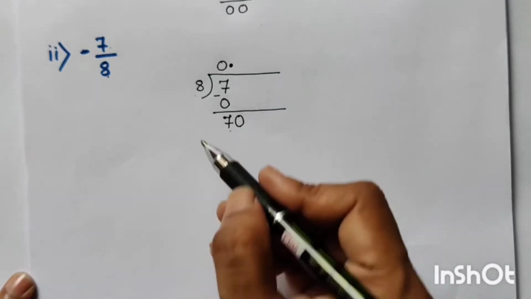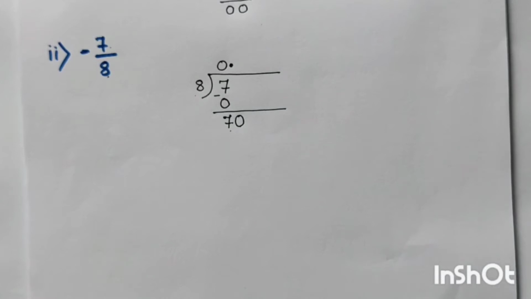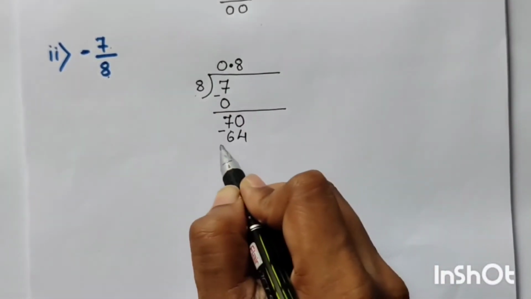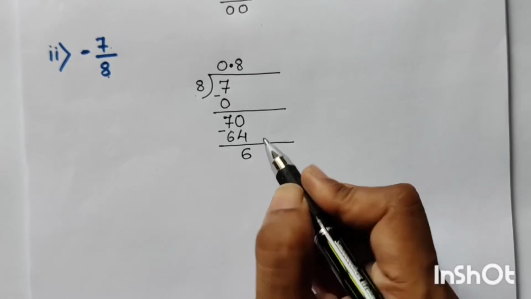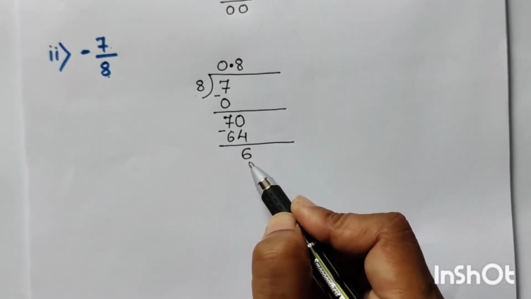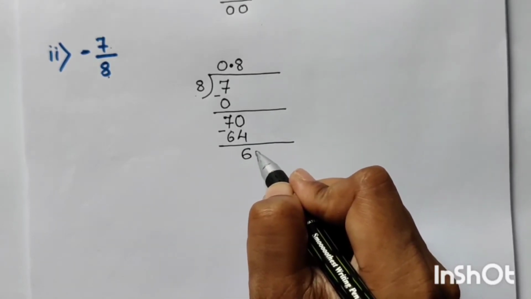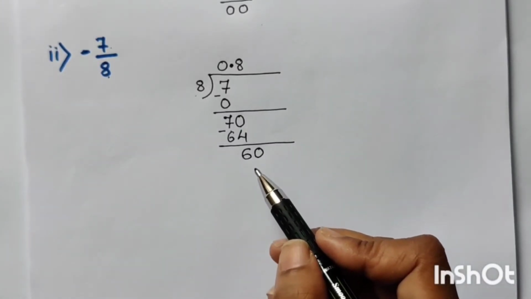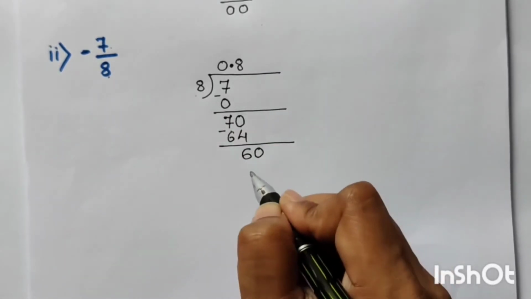Now divide 70 by 8. What will we get? 8 8s are 64. 70 minus 64, we get 6. Then again we get a remainder which is not 0. So when the remainder is not 0, we have to keep on solving after writing 0. So after 6 we write 0, it becomes 60. Now divide 60 by 8. 8 7s are 56.